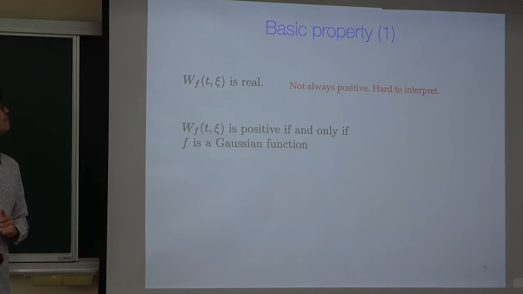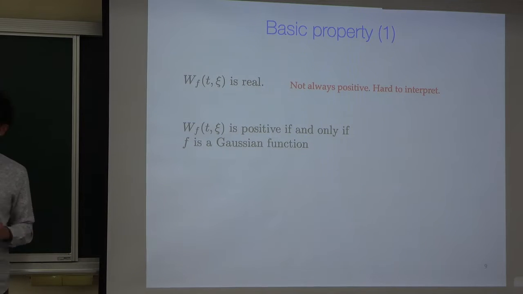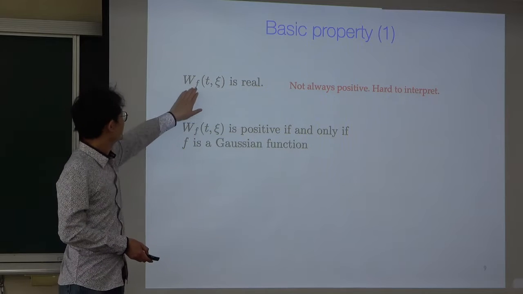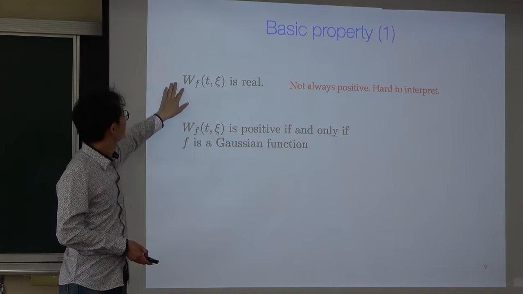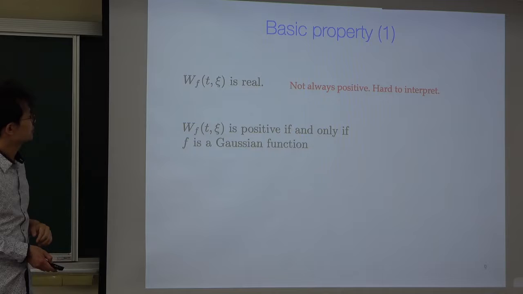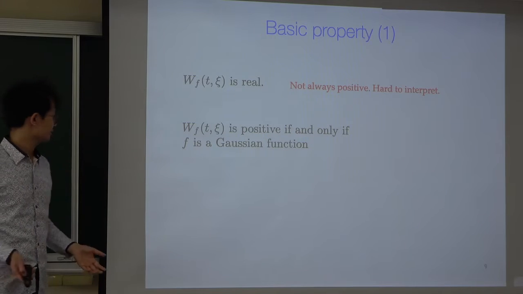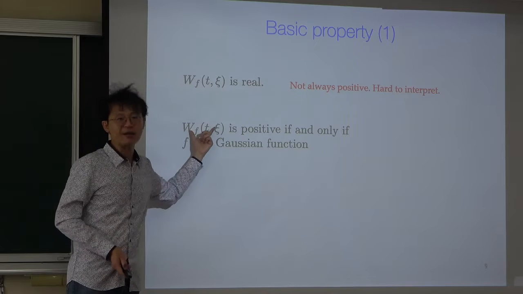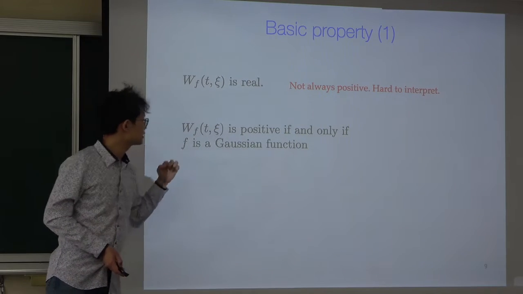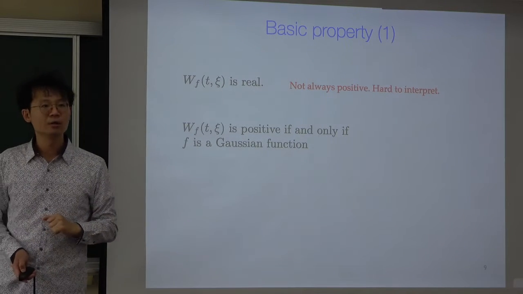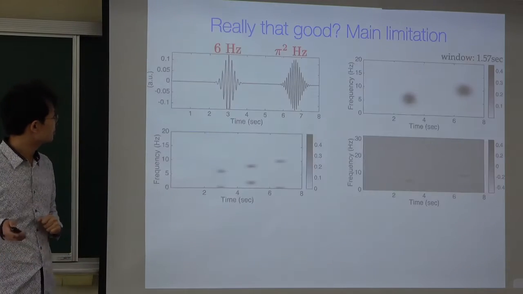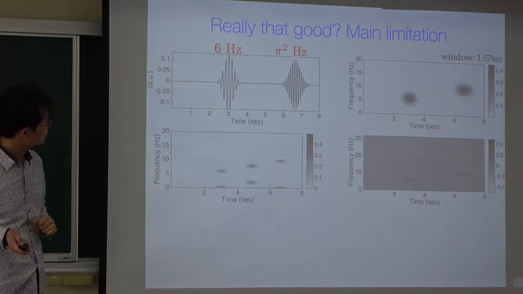And there are some very basic properties which you can prove by hand. For example, first, if I give you a real function, then the Wigner-Ville distribution is always real, but it may not be positive. The Wigner-Ville distribution is positive if and only if the function f is a Gaussian function in general. And you can use it to define instantaneous frequency, which I didn't show here.